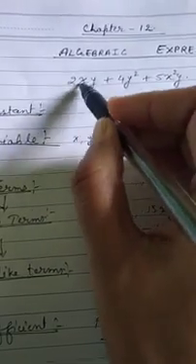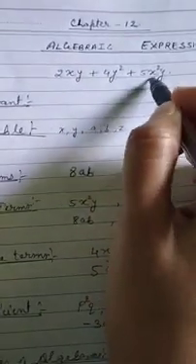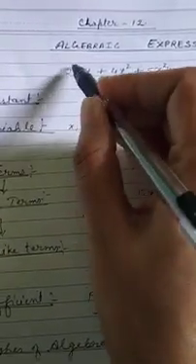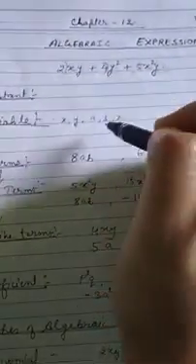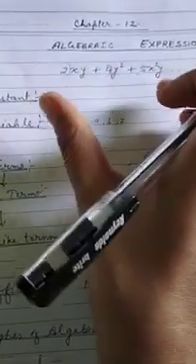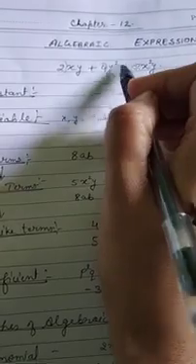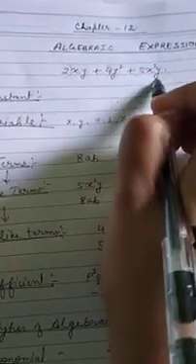This is called the variable: xy, y square, x square y. These all are called variables. And what is constant? This 2, this 4, 5, these are called the constant terms. And it is all combined together by plus sign, or it can be minus sign also. Okay? This is called an algebraic expression.